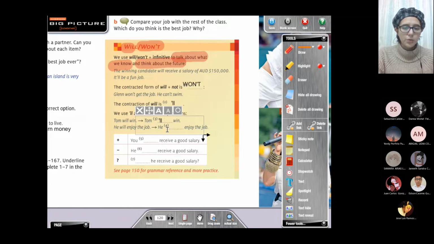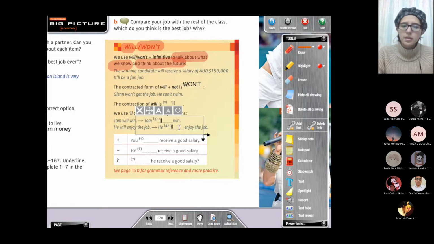So can you read the sentence? Teacher, how do you read it together? It's just like a sound of the L at the end. He'll. He'll enjoy the job. He'll. Okay. He'll enjoy the job.